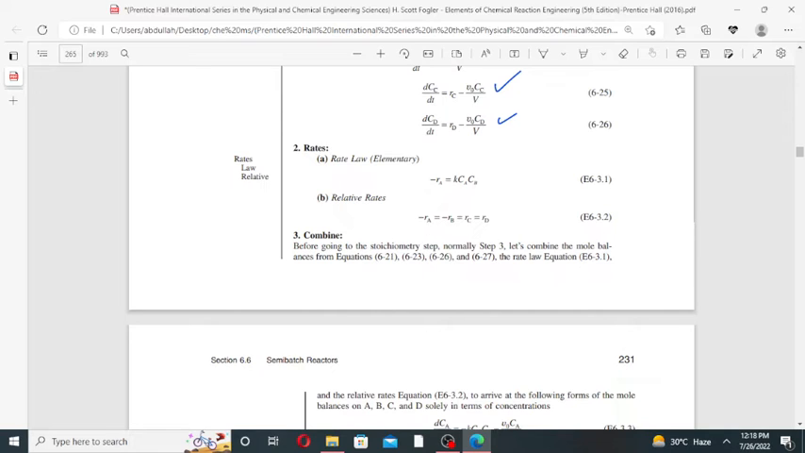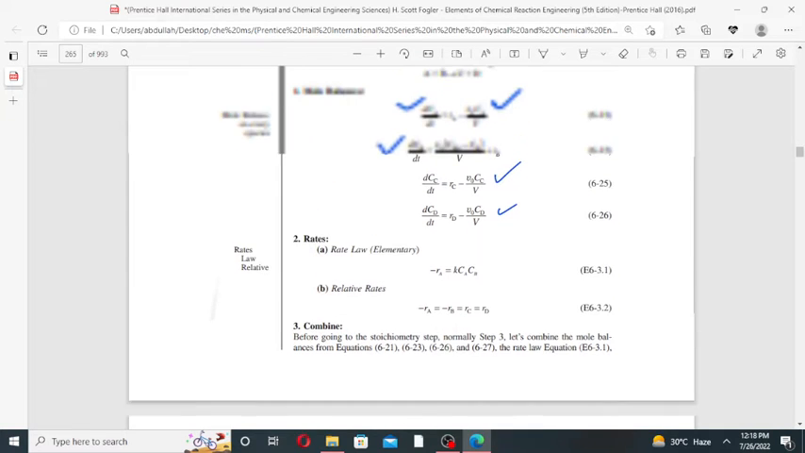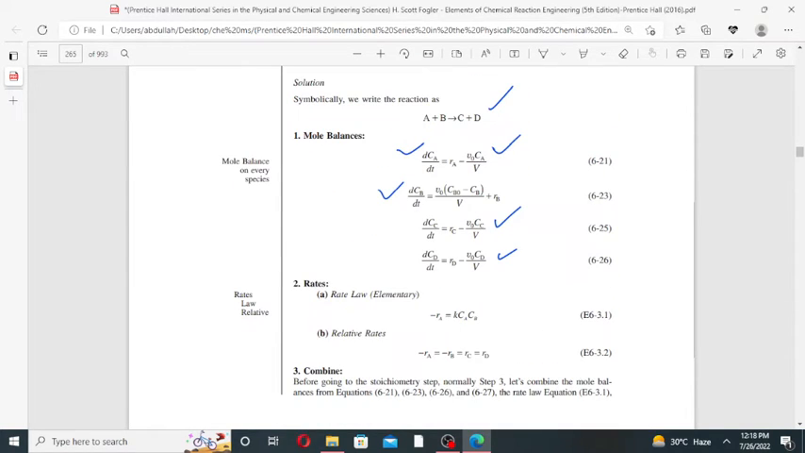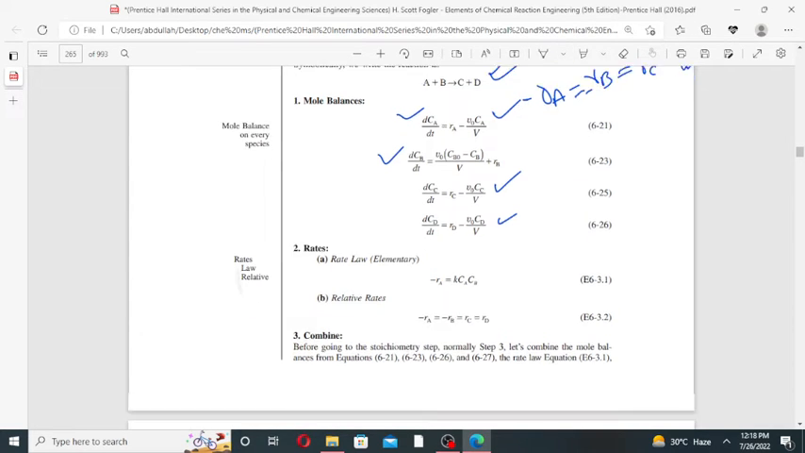The elementary rate law for this reaction is minus Ra is equal to K Ca Cb, where Ca and Cb are the concentrations of component A and component B, and K is the rate constant. Its value is 2.2, which is given to us. The relative rate for this reaction is minus Ra equal to minus Rb is equal to Rc is equal to Rd. So this is the relative rate law.